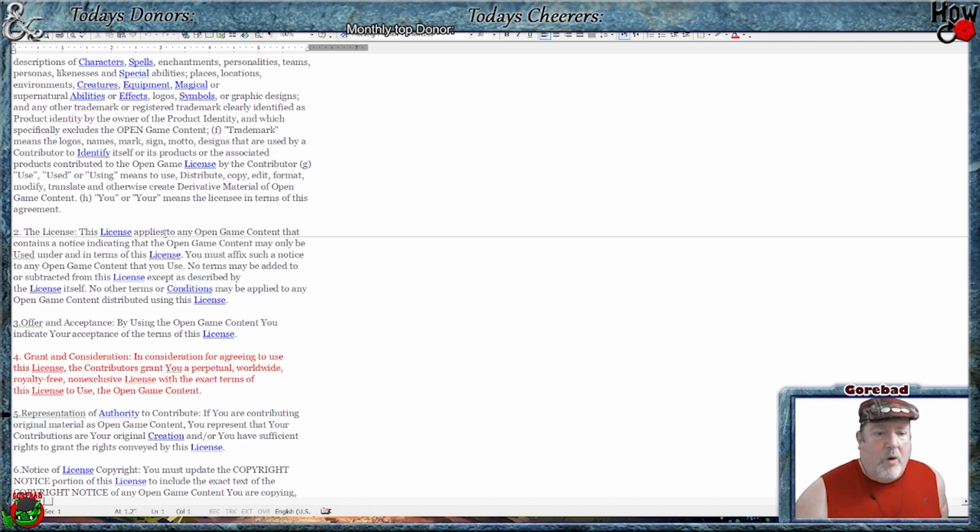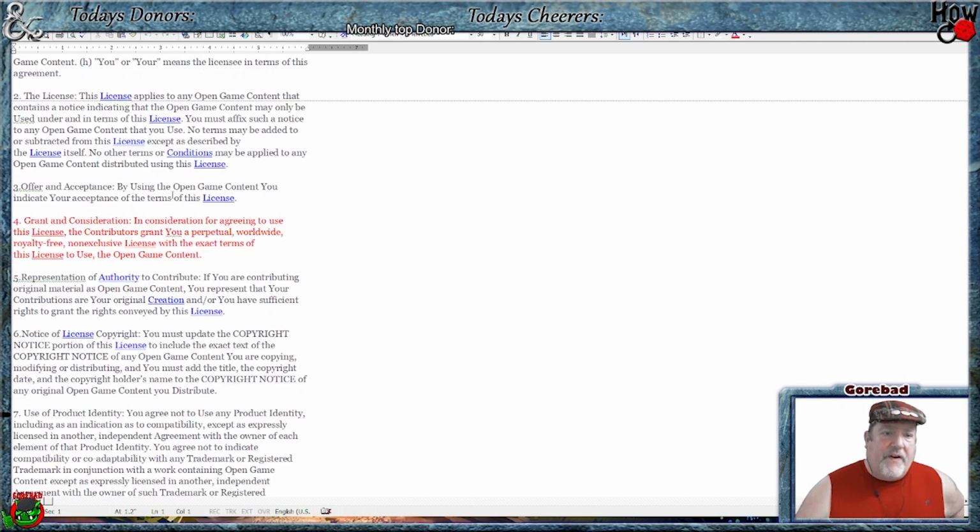But going back to what we were talking about, the first sticking point that a lot of people have issues with is, can you create a new OGL 1.1 or a 1.2 or a 2.0, and in doing so, can you make the old OGL obsolete?